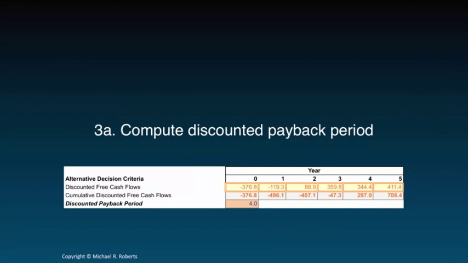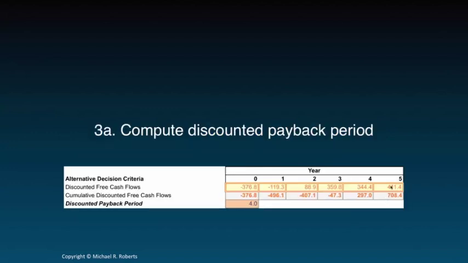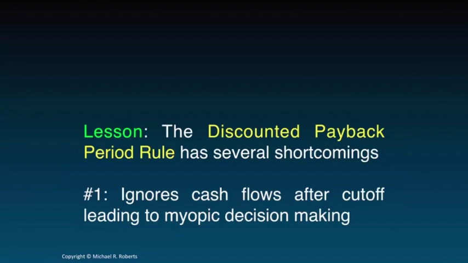But even using the discounted payback period, this rule has a number of shortcomings. For example, it ignores cash flows after the cutoff, and that's going to lead to myopic decision making. Let me go back a slide. What if this cash flow in year 5 was $20 billion? Well, $20,114 million. It'd be a shame to ignore that cash flow and its implications. So by ignoring those cash flows, you get myopic decision making.